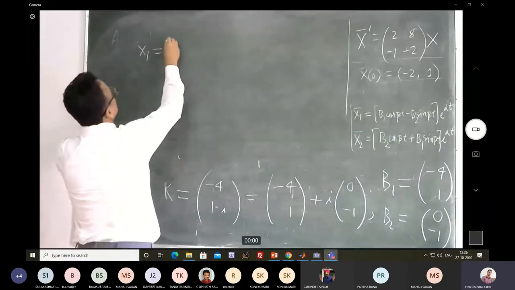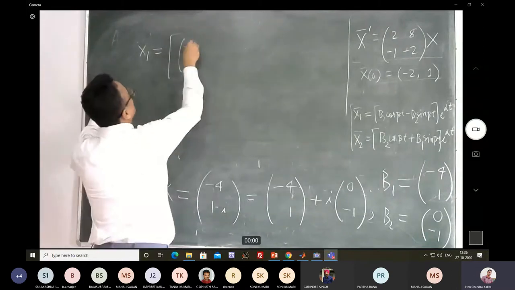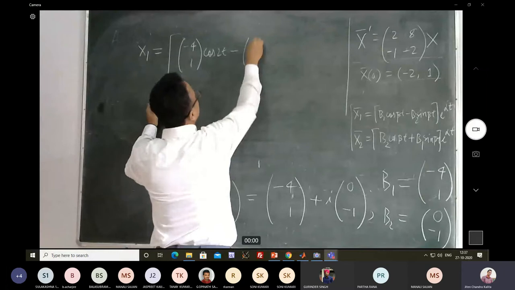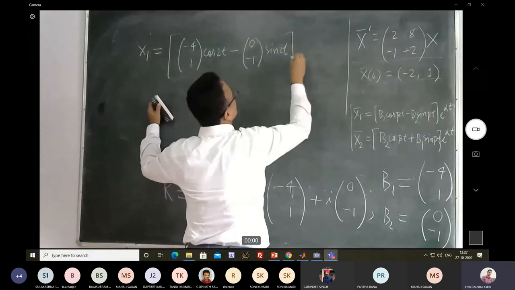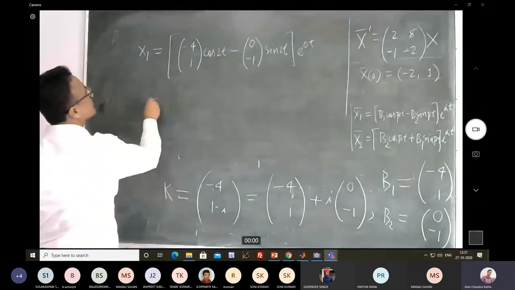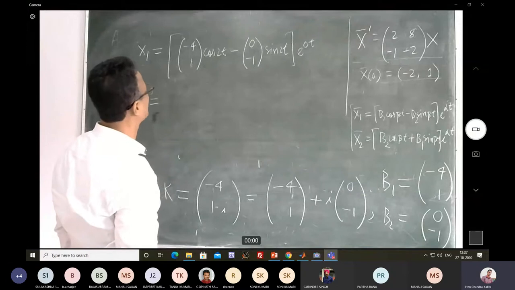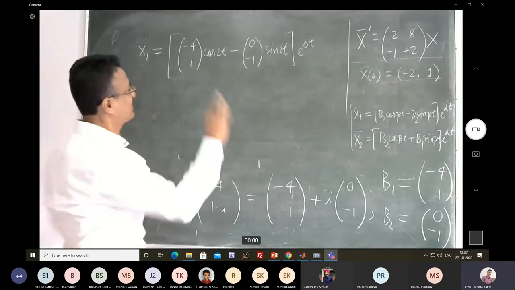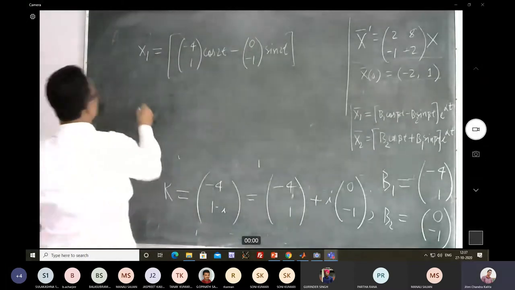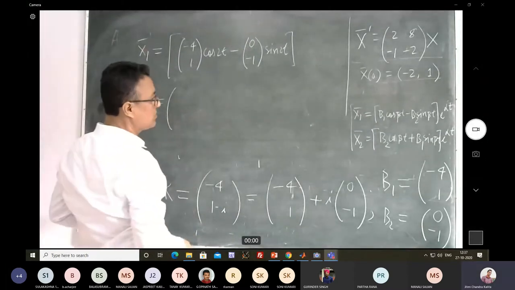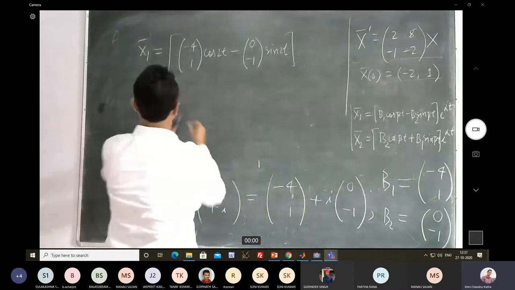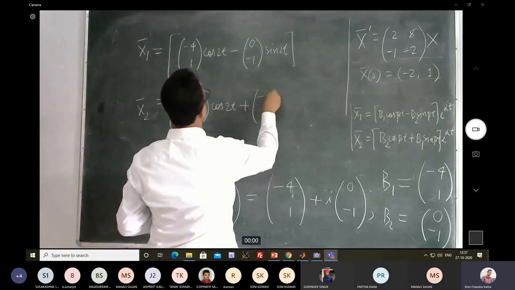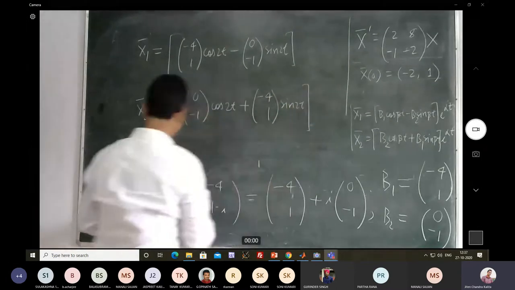So, therefore, x1 is equal to v1, where v1 is (-4, 1), times cos 2t, minus v2, which is (0, 1), times sin 2t. Let me keep it like this. And then x2 is equal to b2, (0, 1), times cos 2t, minus... plus b1, (-4, 1), times sin 2t. Okay, fine.